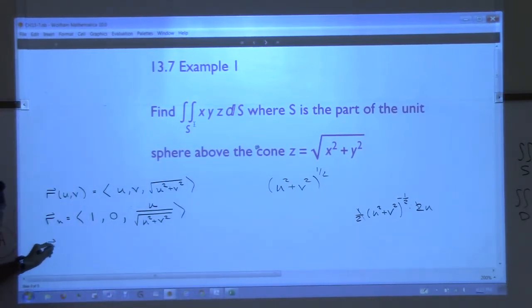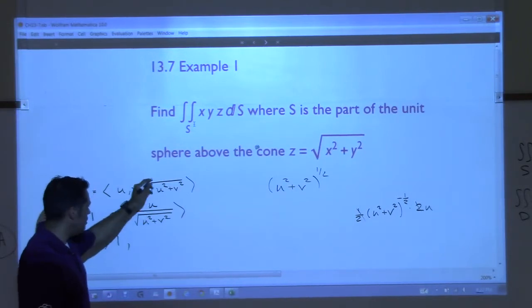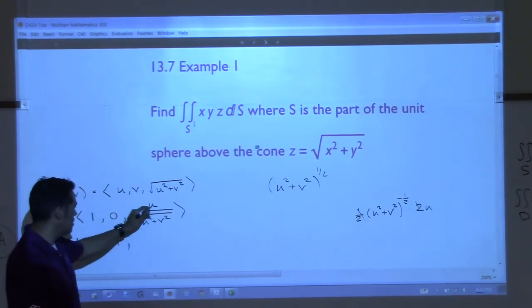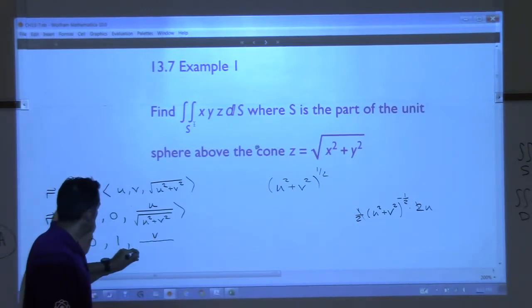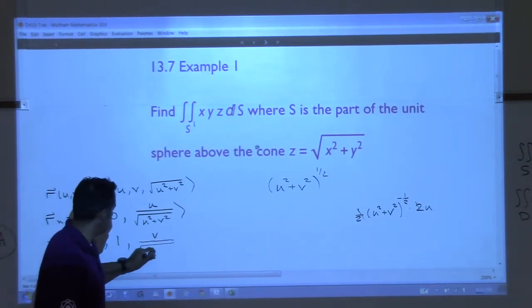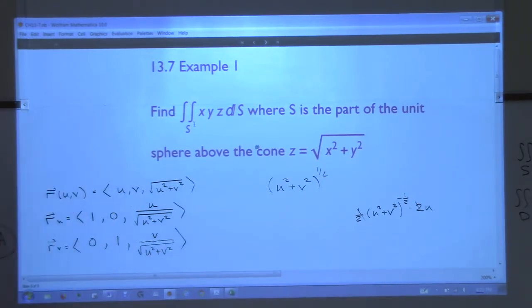Partial of r with respect to v, 0, 1. And then this part will be identical to this, except I'll have v up top. So v over square root of u squared plus v squared. What am I supposed to do with this? Cross them. Okay, so let's do the cross.